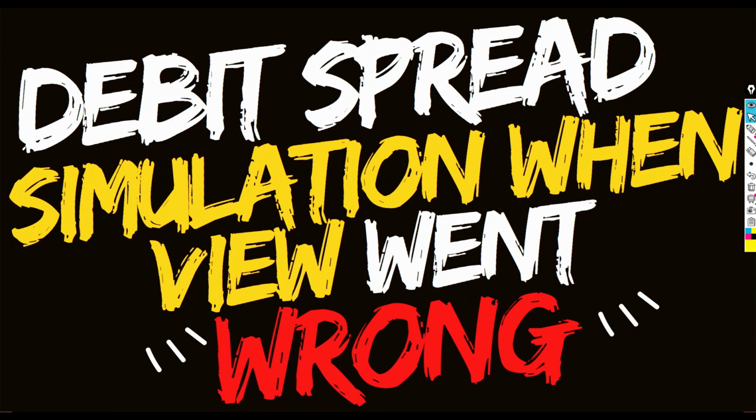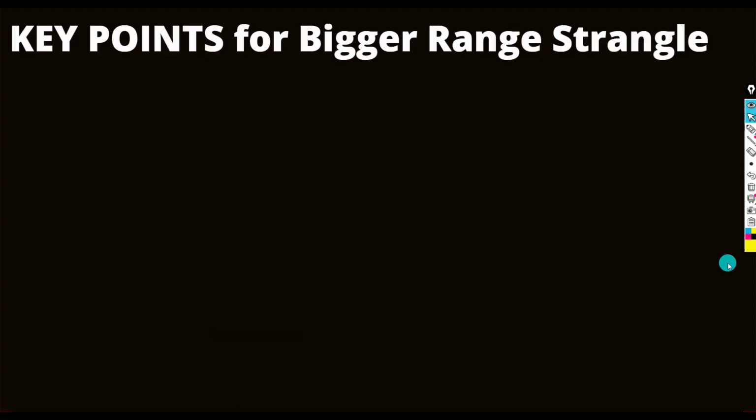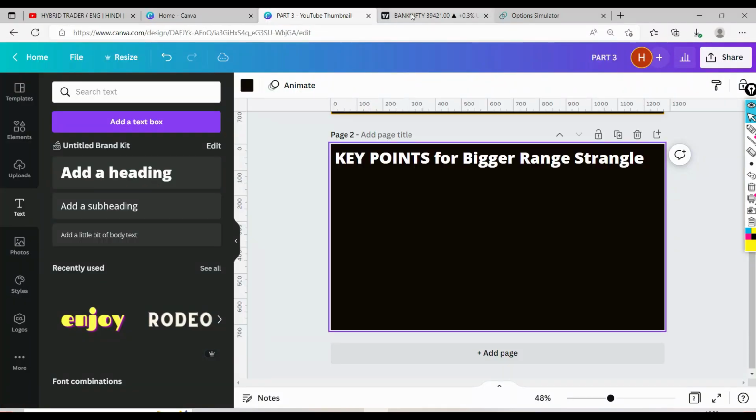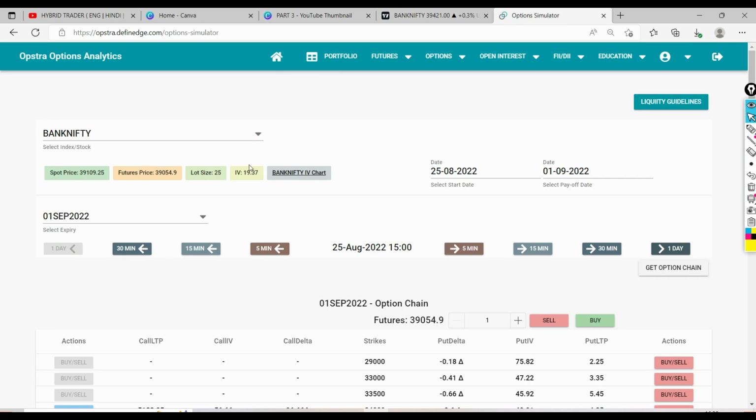Yes, no doubt this is not a new concept, which I've already discussed a couple of times. Whenever the view goes wrong, we convert our debit spread to a triangle, but this video has special content, so stay until the video is completed. I've even written the same thing. The key point for this video is how we will get the bigger range triangle. So right away let me take you to Opstra.